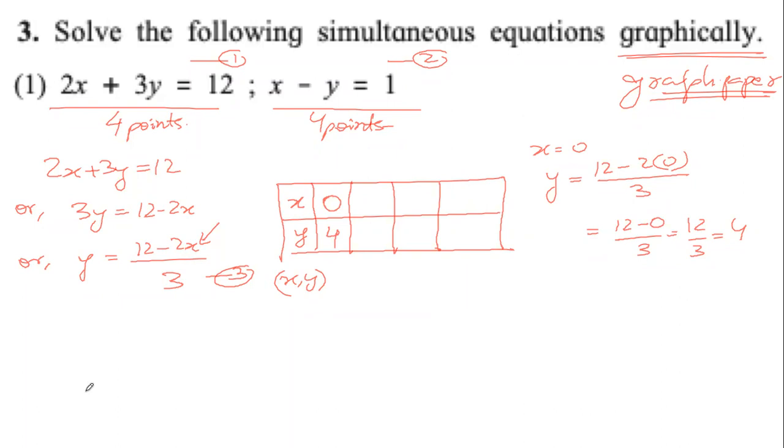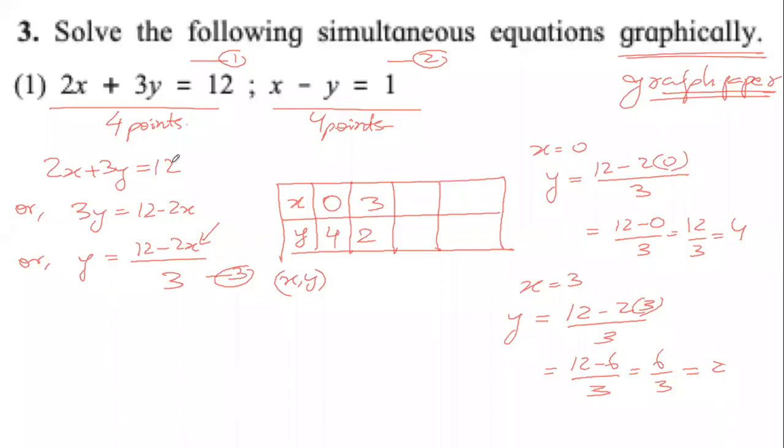Try taking 3. If I take x equals 3, then y becomes 12 minus 2 into 3 by 3, which is 12 minus 6 by 3, which is 6 by 3 equals 2. This is an easy point to show. What is that point? 3, 2. Now you tell me what can be another point. Think, calculate in your notebook, check, and then tell.